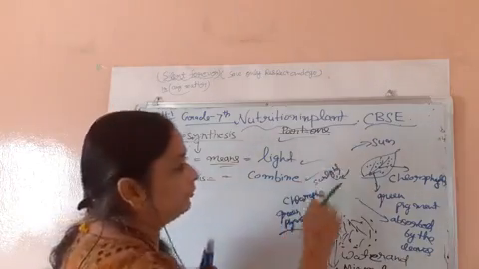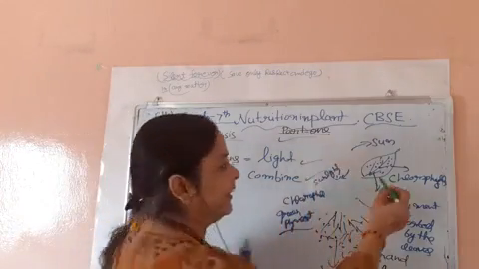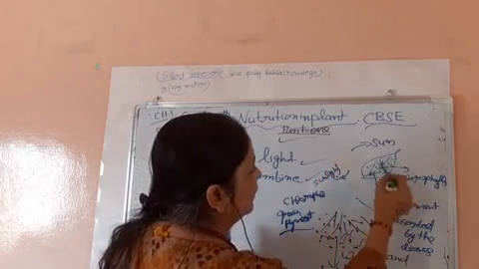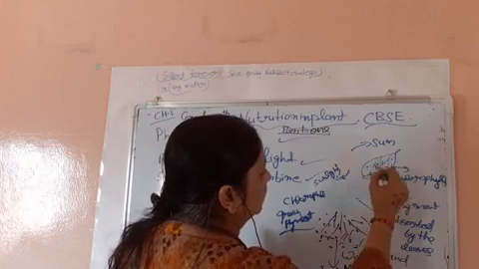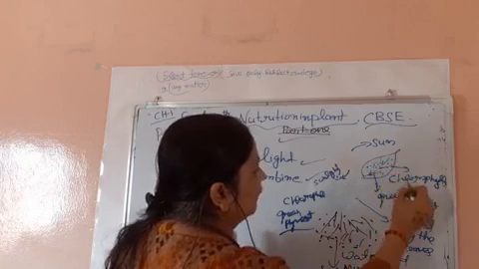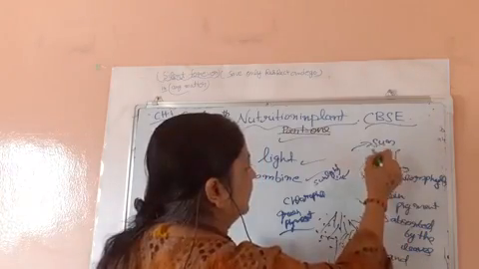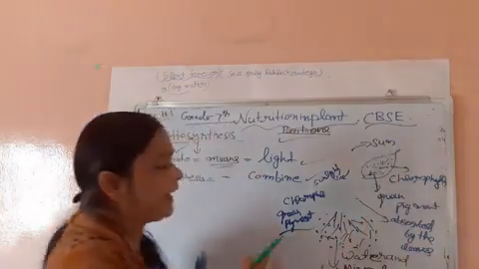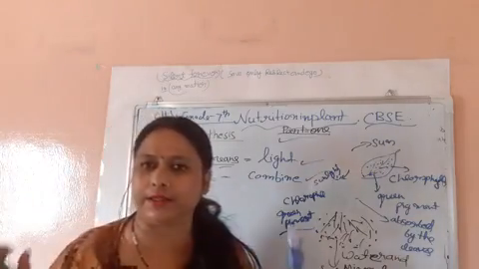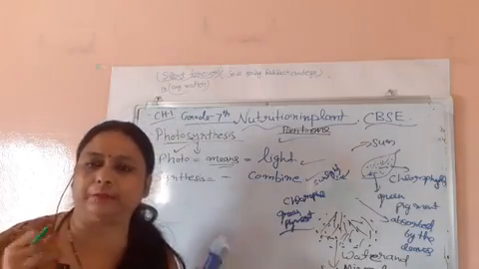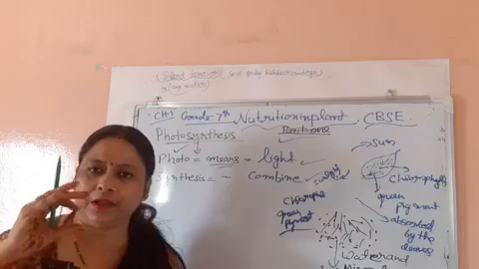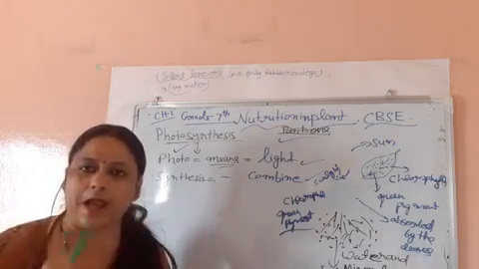This chlorophyll absorbs sunlight. This is a leaf diagram. Chlorophyll is the green pigment present on the leaf surface. It absorbs the sunlight, and during this process oxygen is released into the atmosphere, and carbon dioxide is absorbed by the plant from the atmosphere.